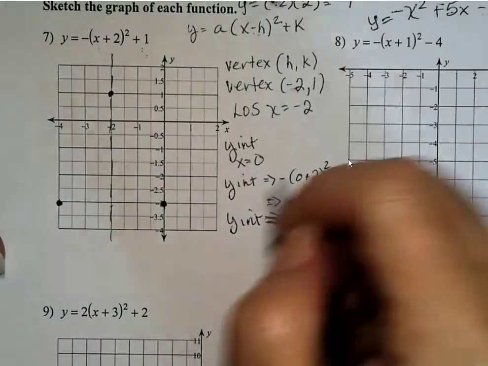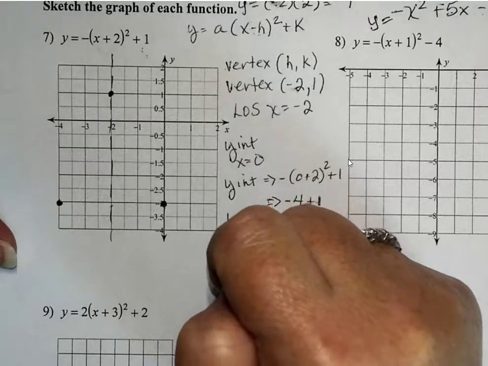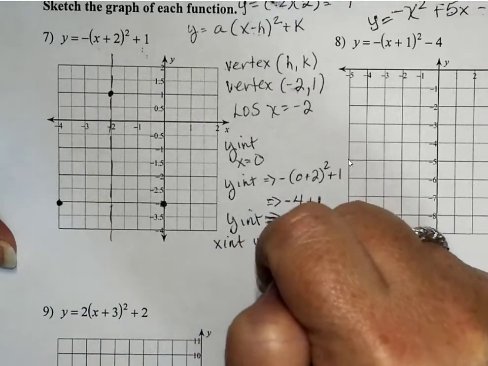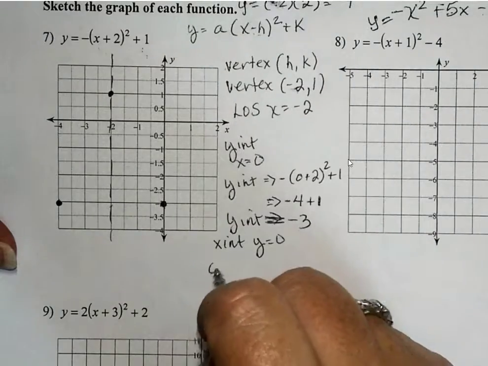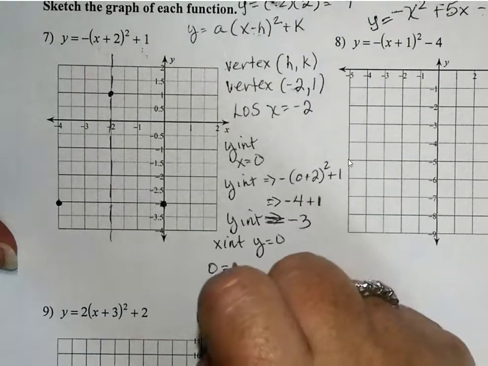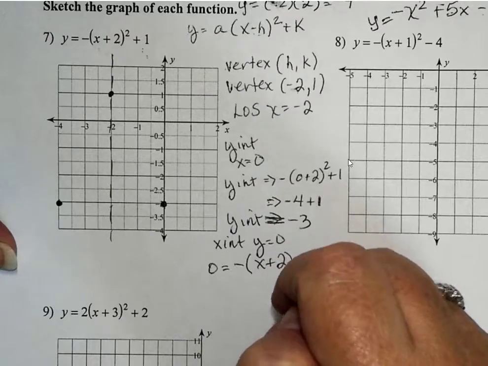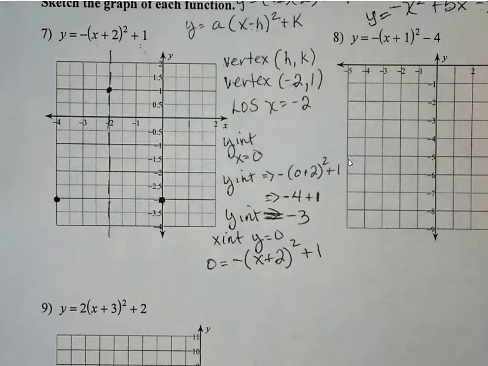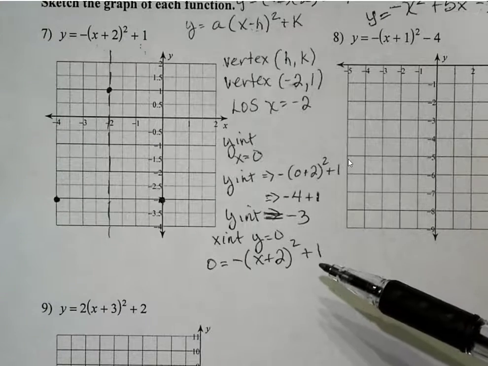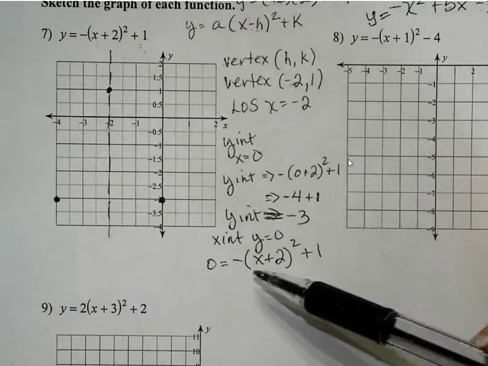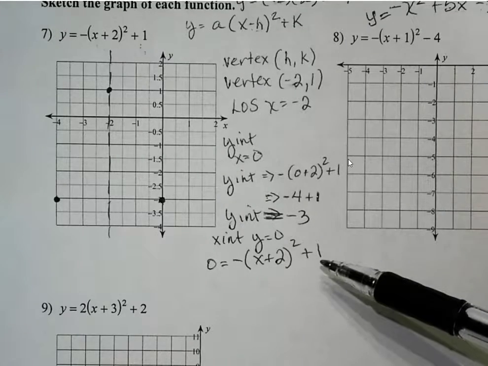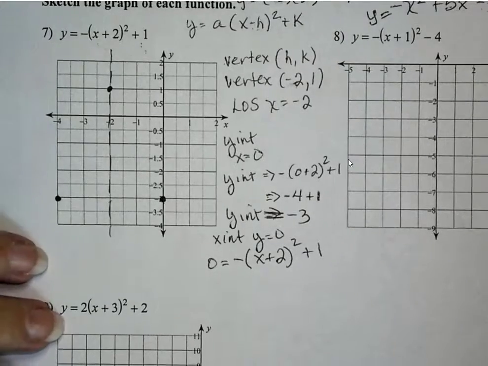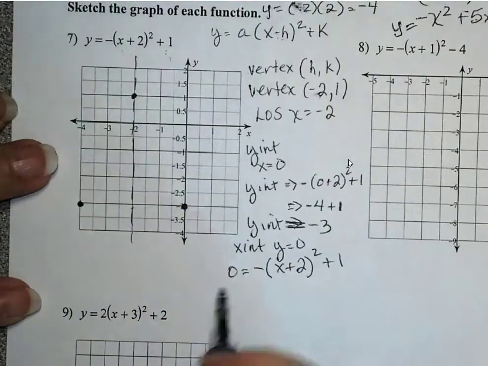And then to find the x-intercepts, I know that y is equal to 0. So essentially I have 0 equals the opposite of the quantity x plus 2 squared plus 1. But the way I'm going to figure out the x-intercepts is to use the quadratic formula. And in order to use the quadratic formula, I have to know the values of a, b, and c. And if I have to know the values of a, b, and c, then I cannot use this form. I have to change this to the standard form.